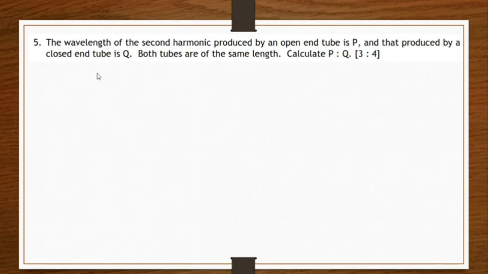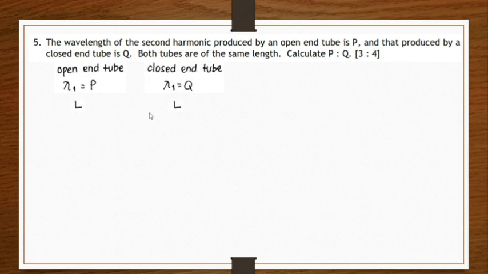Number 5. The wavelength of the second harmonic produced by an open end tube is P, and that produced by a closed end tube is Q. So we have open end tube, the second harmonic, lambda 1 equals P, closed end tube, lambda 1 equals Q. Both tubes are of the same length, L. We want to calculate those wavelengths.